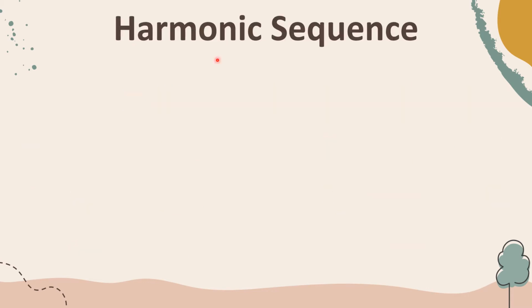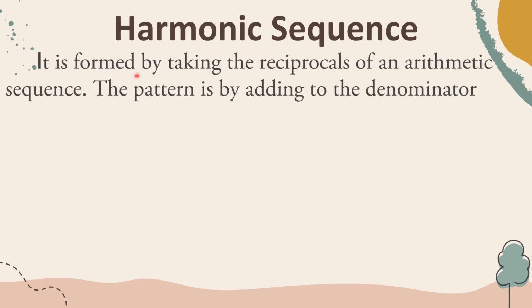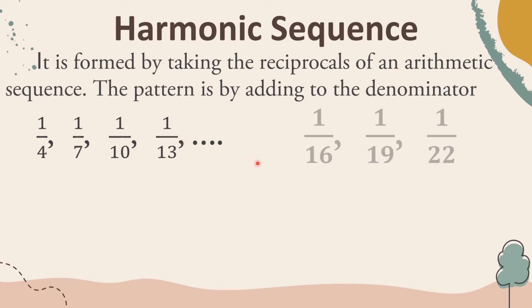What is a harmonic sequence? A harmonic sequence is formed by taking the reciprocals of an arithmetic sequence. The pattern is by adding to the denominator. So let us see in the given example 1 over 4, 1 over 7, 1 over 10, and 1 over 13. What could be the number to be added in the denominator? That is 3. 4 plus 3, 7, plus 3, 10, plus 3, 13. So it means 13 plus 3, that is 1 over 16, plus 3, 19, so 1 over 19, plus 3, that is 22, so 1 over 22.